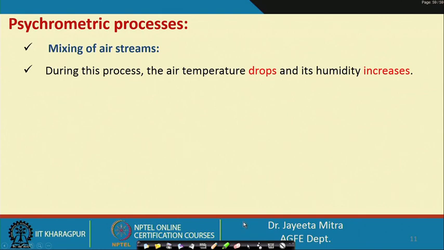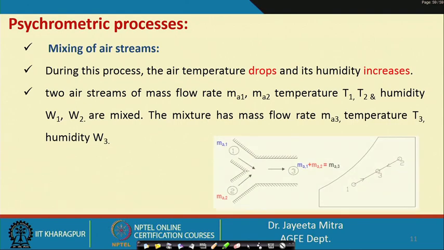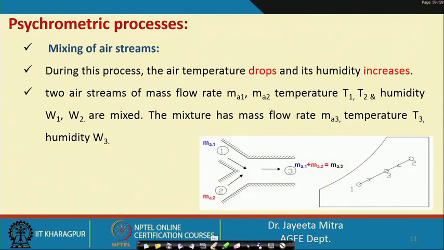Then mixing of air streams. Mixing of air streams is also important in certain cases of the drying operation, where we want to recirculate some amount of the exit air with the inlet air, because in some hot air drying this is done to make the product quality better. If we use excess hot and dehumidified air, case hardening and such phenomena may happen. That is why this kind of recirculation or mixing of the air stream may be done.